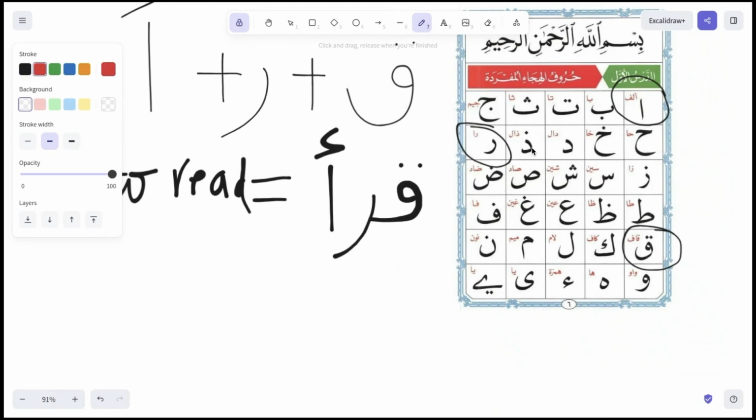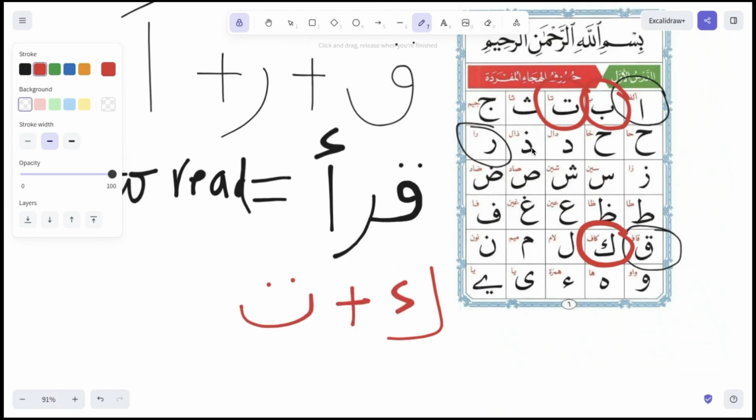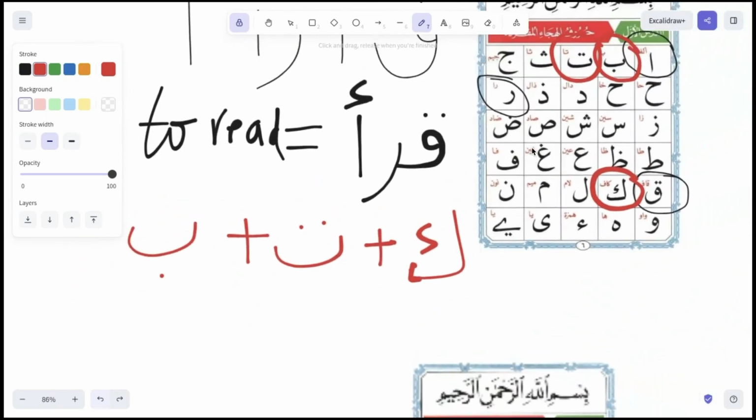The next word, to write. Let's start. Ka, ta, ba, kataba. So again, ka plus ta, 2 dots on the top. So the harf ta, 2 dots on top. Ta and the ba, 1 dot on the bottom. Kaf, ta, ba. I remember harf kaf has a hamza, but only if it's at the end of a word, or if it's isolated. So if it's isolated, or if it's at the end, then you write a hamza. Otherwise, you don't write a hamza.